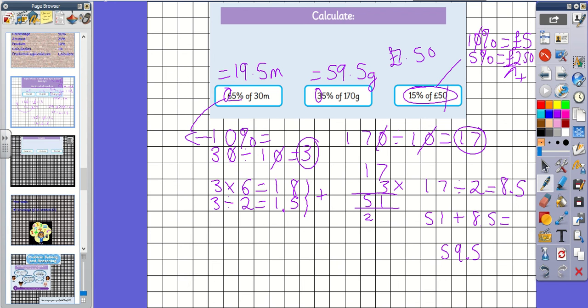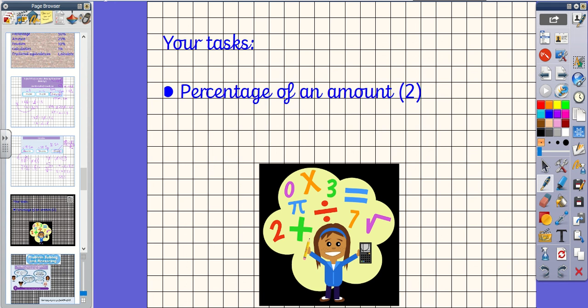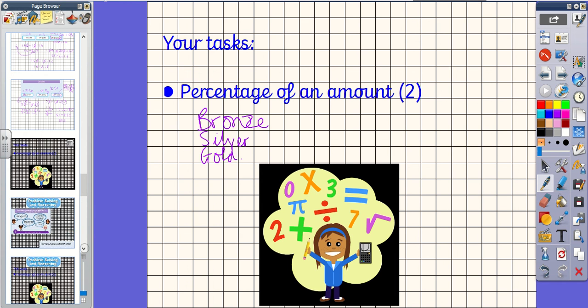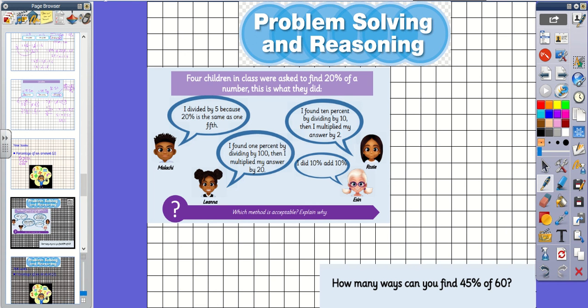Okay then, so your work today is all on the website, and it is all separated into bronze questions, silver questions, and gold questions. Okay, once you have answered those questions, come back and we are going to go on to problem solving and reasoning.